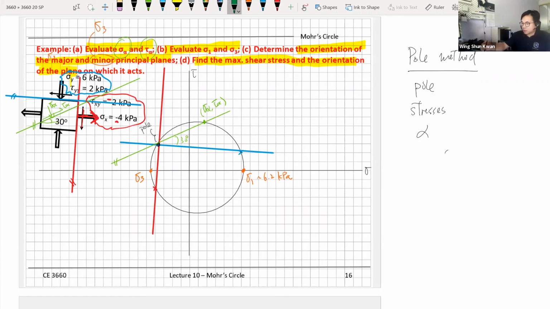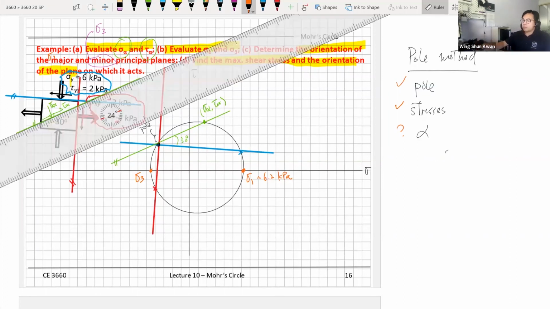Let me try to use another color. So this is sigma 3 pretty much. So the minor principal plane will be sigma 3. So we are asking for the orientations. Again, if we look back at our pole method, if we're asking for orientations, then we need the pole, we have it. Then also we need the stress, we also have it. So that's why identifying the pole is very important.